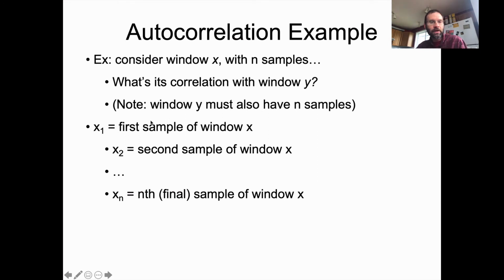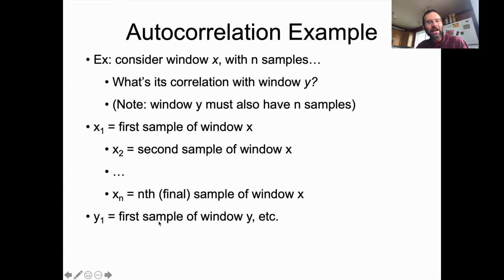The way the math works, I'll just give you the notation here. Let's say we're talking about window X. The first sample of window X is X sub 1. The second sample is X sub 2, and so on, until we get to the last one, which we're going to call X sub n, or the nth sample of window X. This is a nice little English word that has no vowels in it, at least not the way it's written.